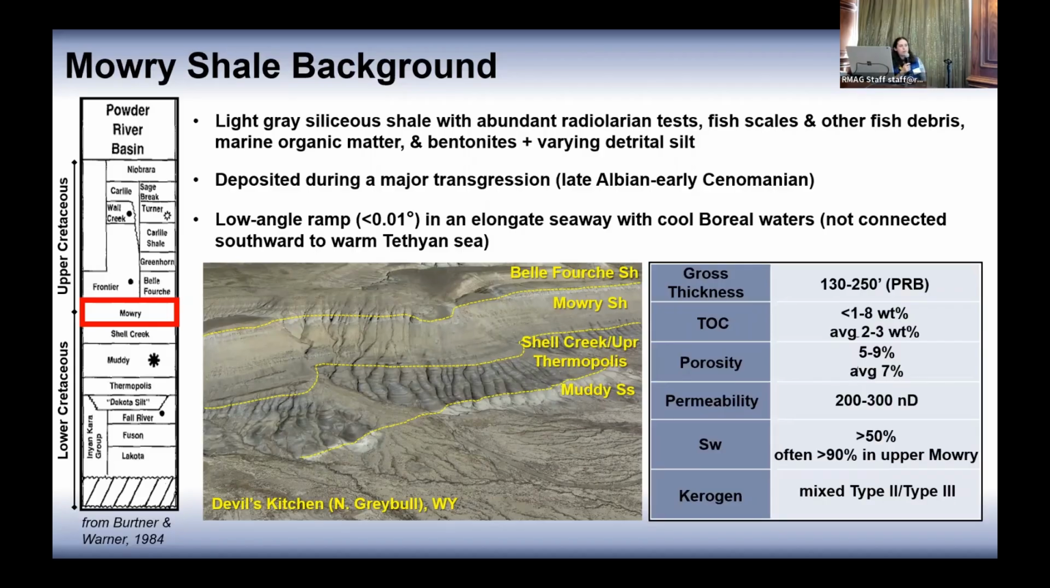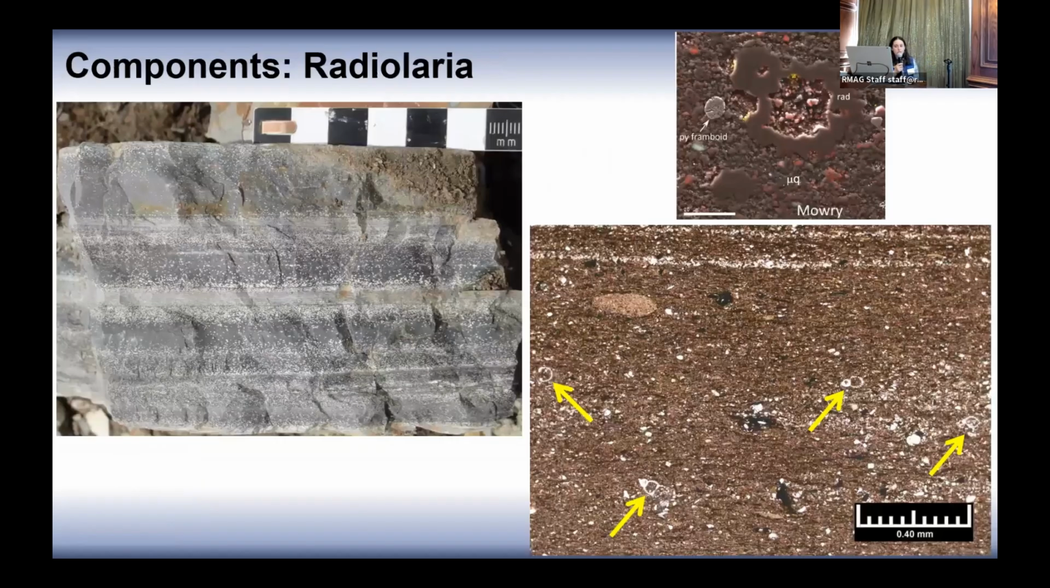One of the things that makes the Mowry so siliceous is this abundance of radiolaria. So there are these little creatures in the seaway, little zooplankton, and they have siliceous shells. And that's why the Mowry has such a biosiliceous character compared to some of the other shale units in the basin. So you can see in hand sample these little white flecks. Let me turn on the laser pointer. So all these little white flecks here in hand sample.